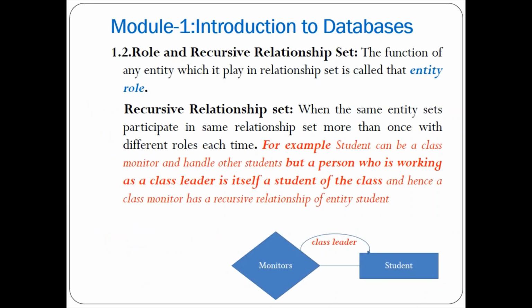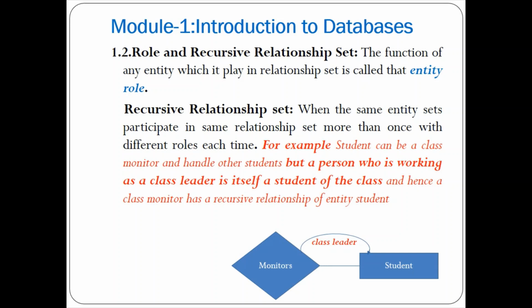Next topic is role and recursive relationship set. Now, what is a role? The function that any entity plays in a relationship set is called the entity role. Now, what is the recursive relationship set? When the same entity set participates in the same relationship set more than once with a different role each time, we call it a recursive relationship set. I can also define a recursive relationship as simply an entity having a relationship with itself. We also call it a recursive relationship set.